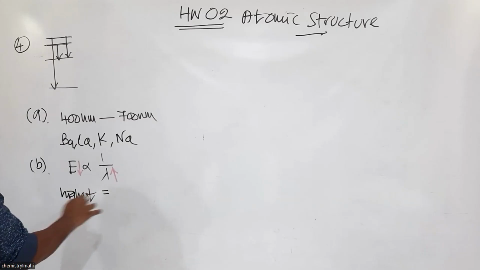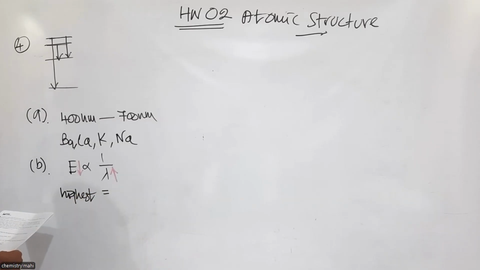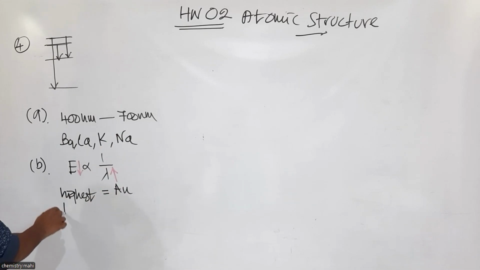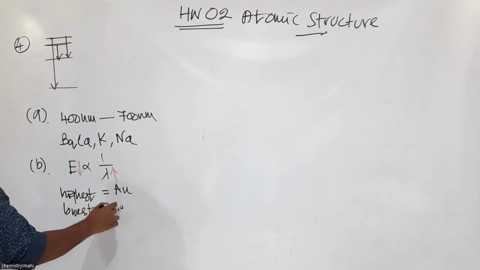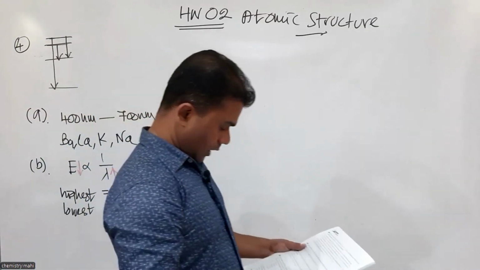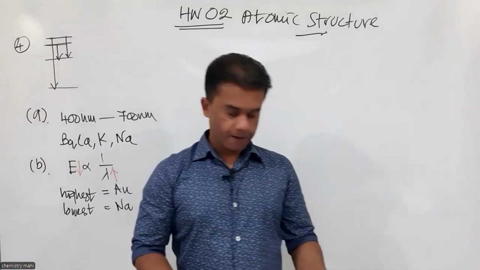Highest energy is found in the shortest wavelength. Shortest means 285. 267 is also there in gold. Anything else? No. Gold, Au. Au has the shortest wavelength, which means it has the highest energy. Then what about the lowest? Lowest energy I'm talking about should be found in sodium, because it has the longest wavelength, 589.